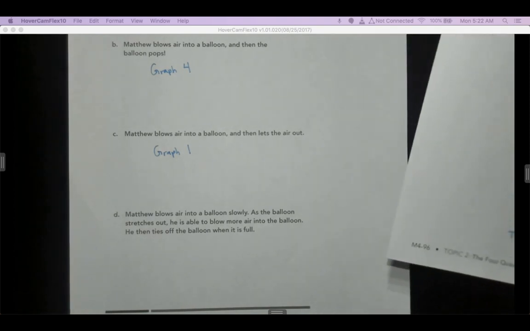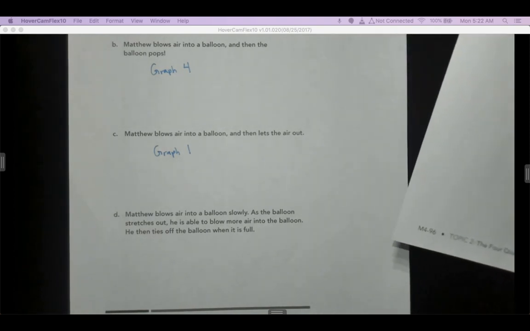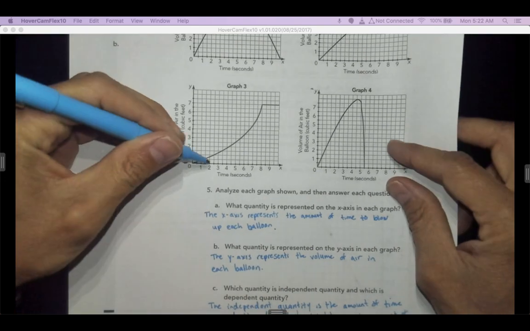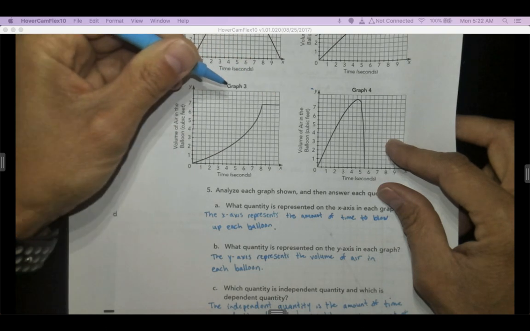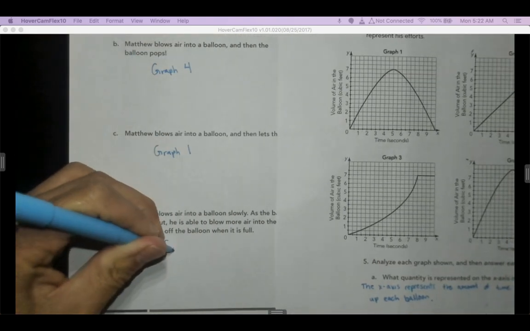Matthew blows air into a balloon slowly. As the balloon stretches out, he's able to blow more air into the balloon. He then ties off the balloon when it is full. So this is where you blow it in slowly, then you're able to blow in more air, and then you tie it off at the end. So that is graph 3.